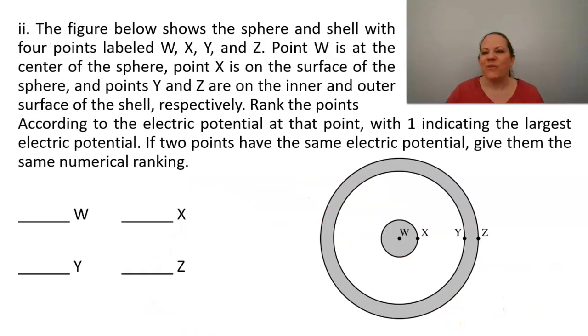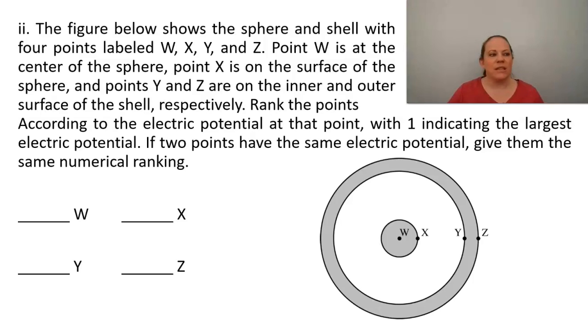And part 2, the figure below shows the sphere and shell with 4 points labeled W, X, Y, and Z. Point W is at the center of the sphere, and point X is on the surface of the sphere, and points Y and Z are on the inner and outer surface of the shell, respectively. Rank the points according to the electric potential at that point, with 1 indicating the largest electric potential. And if 2 points have the same electric potential, give them the same numerical ranking.